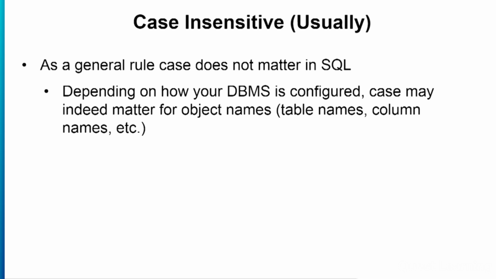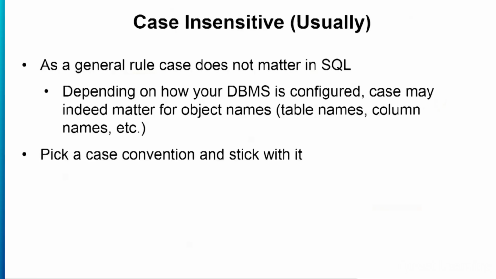Now, there is a possible exception to that. Some databases, depending how they're configured, might not be case sensitive for SQL statements, but might be case sensitive for the object names. And so words like select and from, you can mix and match case. But the names of a table and names of a column, you might not be able to. Really, the only way to know that is to ask your database administrator how it was configured or try it out. Probably more important than all of that is be consistent.